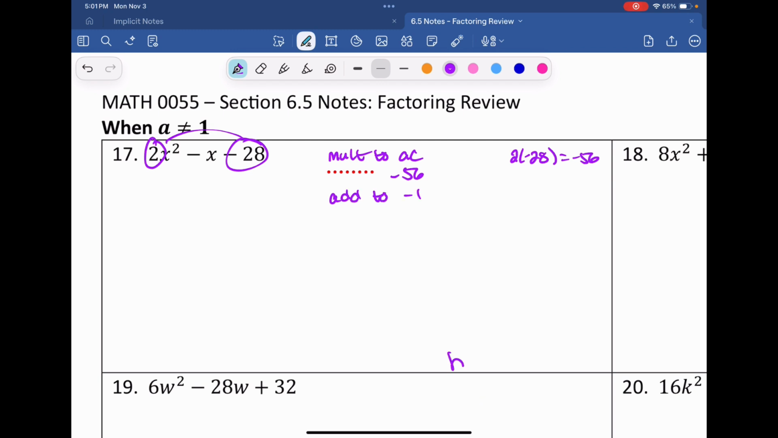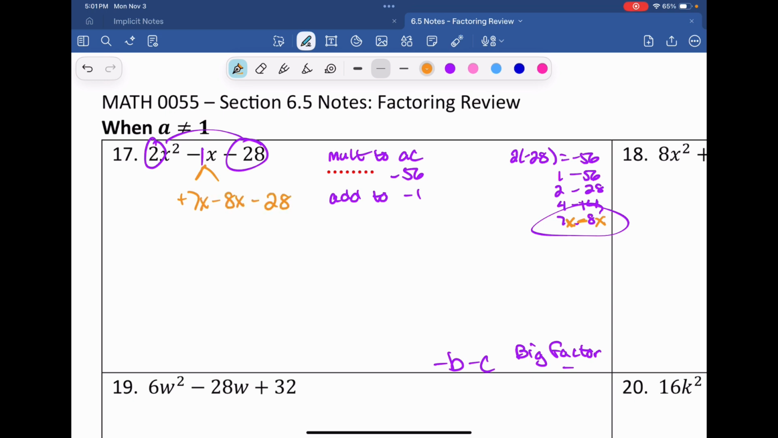Okay, so we've done negative b, negative c. It's the big factor negative. Seven and 8. So little or big factor negative on the factor pair that adds together to be -1. So that's here. Leading coefficient is not 1, so I've got to break up this middle term. Positive 7x, negative 8x. Bring down minus 28 and 2x squared.